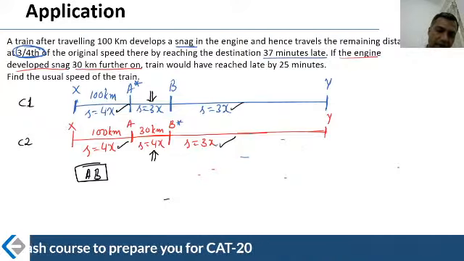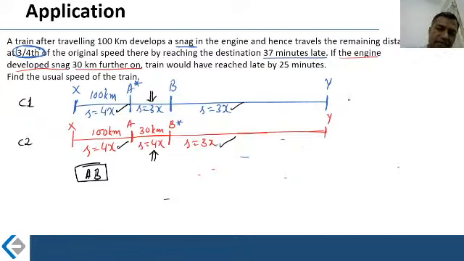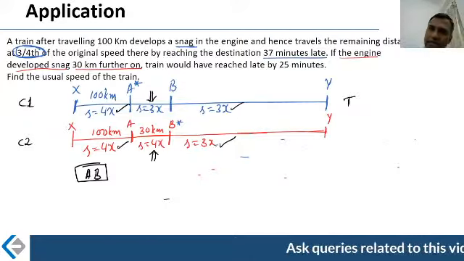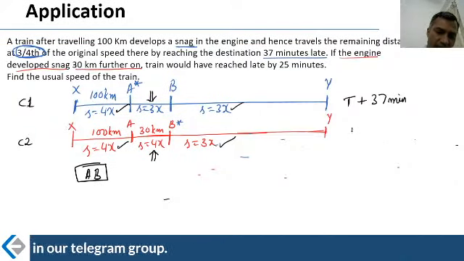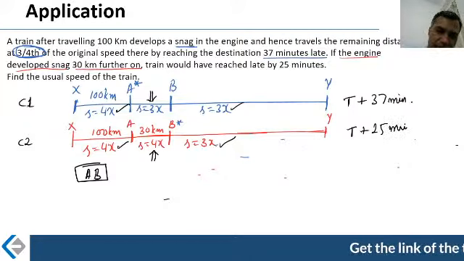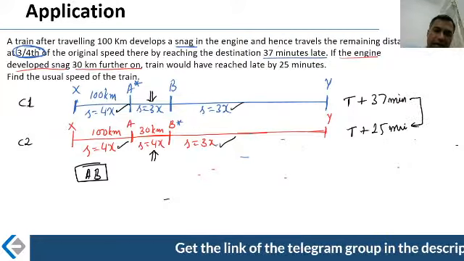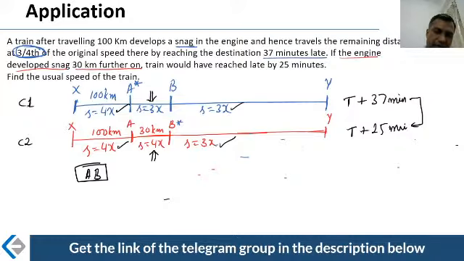So what happened earlier? Let us say the usual time of travel between X and Y is T minutes. How much more time did it take earlier? 37 minutes more. Very good. In the second case, how much more time is it taking? 25 minutes more, which means it is saving time. How much time is it saving? It is saving 12 minutes.